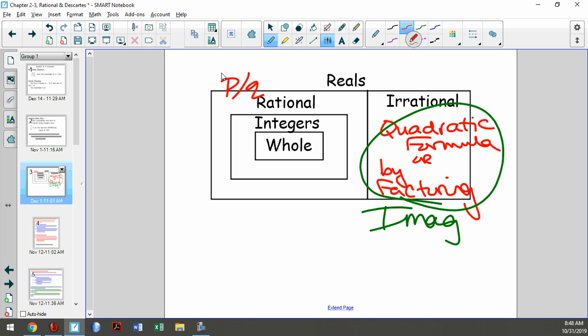Now, imaginary numbers can only be found by doing factoring and setting each one equal to 0 and solving. For example, the square root of negative 9 is going to be plus or minus 3i. Yes. The square root of negative 4 is plus or minus 2i. Yes. That's why you have to have a positive and a negative.